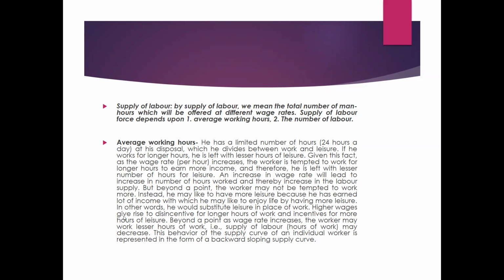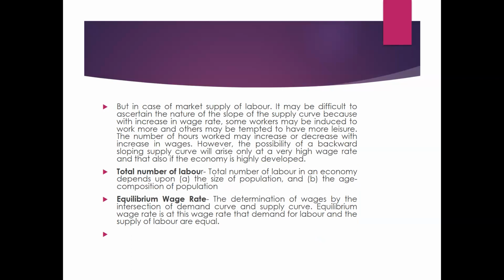So here, higher wages give rise to a disincentive for longer hours of work and an incentive for more hours of leisure. Beyond a point, as the wage rate increases, the worker may work fewer hours, that is, the supply of labor may decrease. This behavior of the supply curve of an individual worker is represented in the form of a backward sloping supply curve. That is a great exception, and when students are asked in the question paper why the supply curve is backward sloping, that is the correct answer.